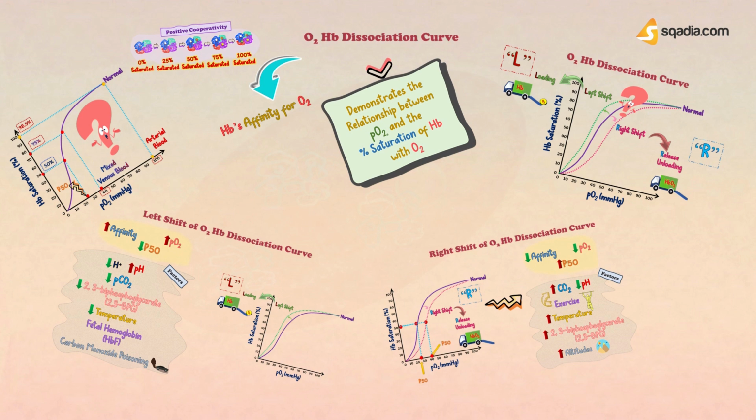Here, we are done with the transport of one of the respiratory gases, that is oxygen. So, let's now move on to the transport of the other one, that is carbon dioxide.